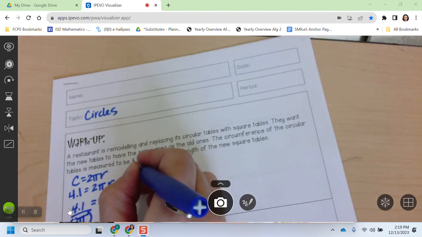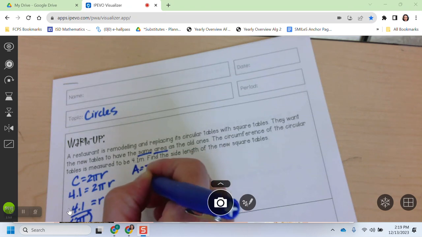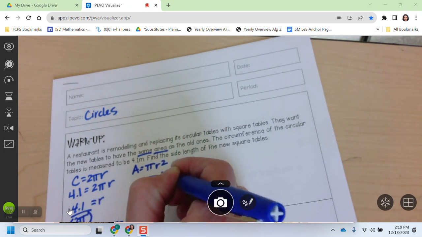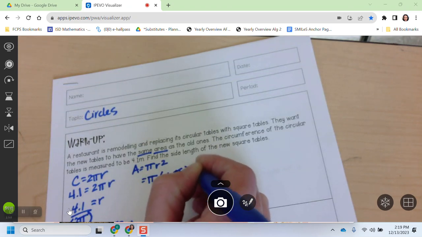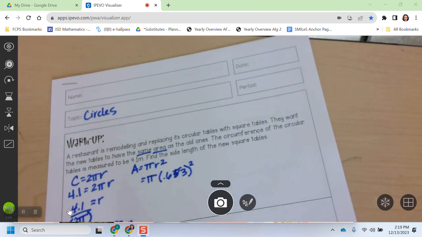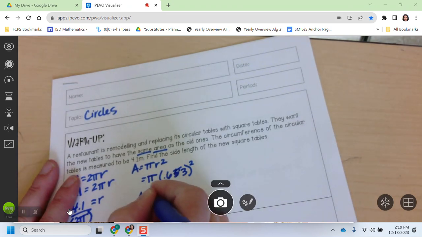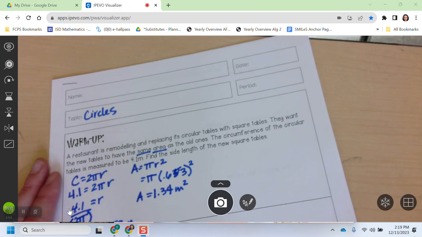So the area is going to use pi r squared, and it's going to be pi times your radius squared. But what would be good is if you saved your answer to this in your calculator so you had a more exact answer than just 0.653. And when you do that, you should get that the area is about 1.34 square meters. So that's the area of your circle table.